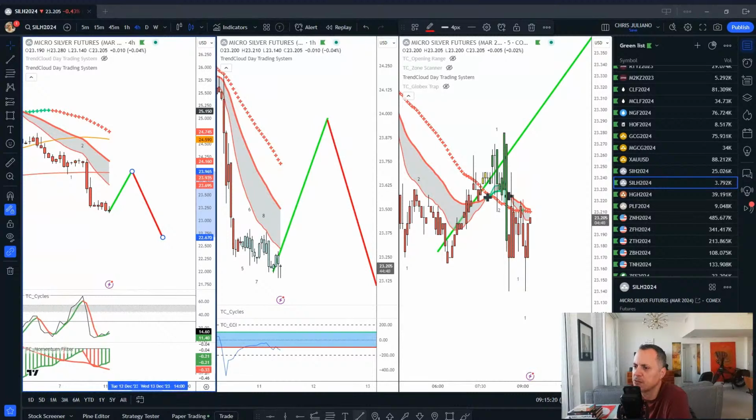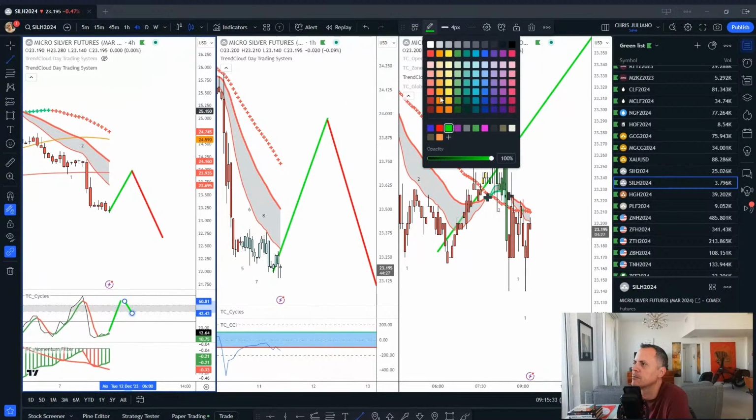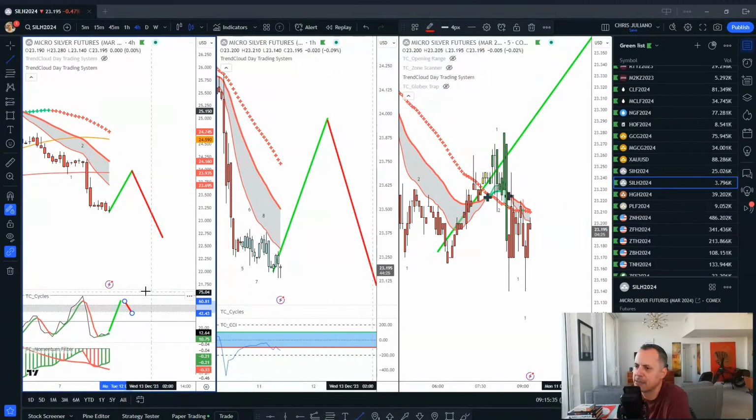So this cycle indicator might do something like this. Come up here, right? Let's make that green. And then when it starts to hook back down, we will be back into that impulse phase. And you'll probably see a red bar on your momentum filter.